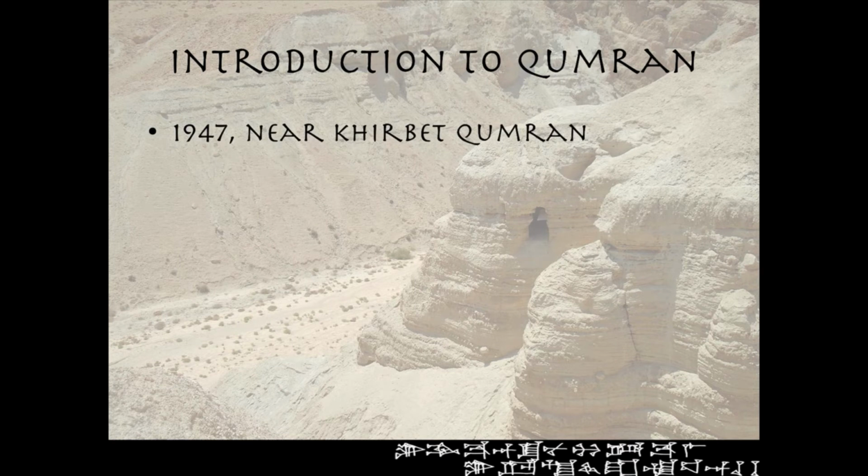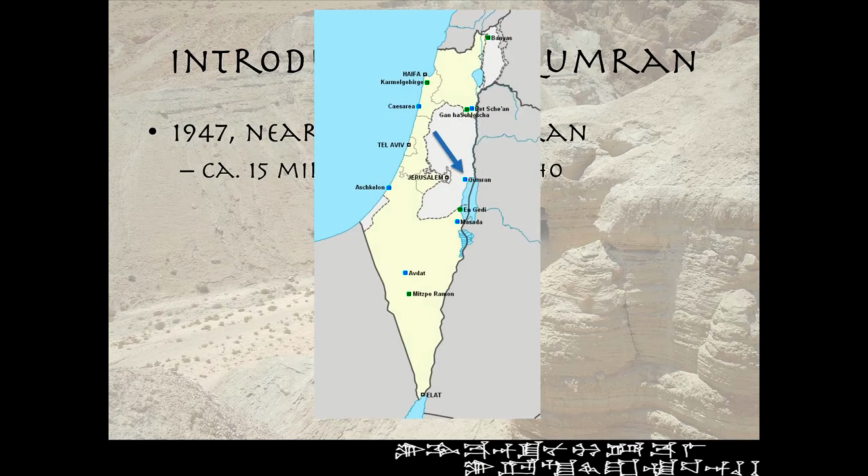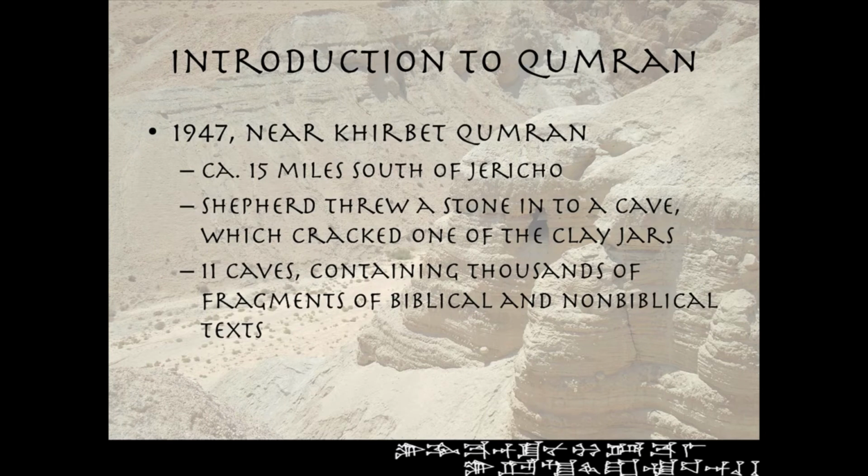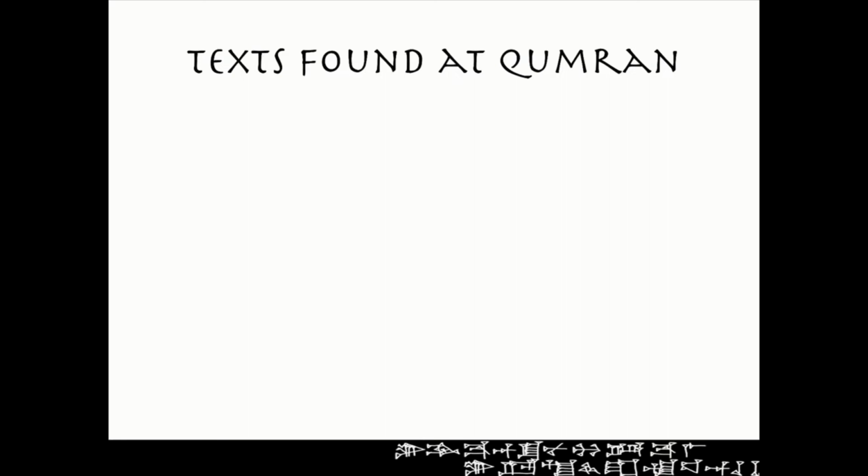So, in 1947, near Khirbet Qumran, as the story goes, 15 miles south of Jericho, which is right about here, a shepherd was wandering around these caves and threw a stone into one of the caves and was surprised when he heard the cracking sound of a clay jar. And when he went to investigate, he found these clay jars that contained biblical and non-biblical manuscripts in Hebrew. In total, there were 11 caves containing thousands of fragments of biblical and non-biblical texts.